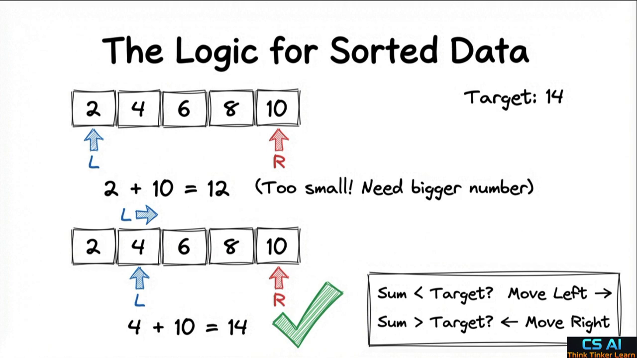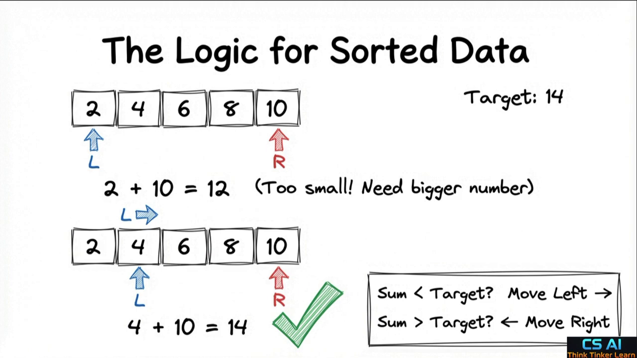Now we make a decision. The sum 12 is too small. Since the array is sorted, how can we get a bigger number? We know that everything to the left of our left pointer is smaller, so moving it backward won't help. Our only hope for a bigger sum is to move the left pointer forward. So our left pointer moves to 4. The new sum is 4 plus 10 equals 14. Wow, we have found the target.